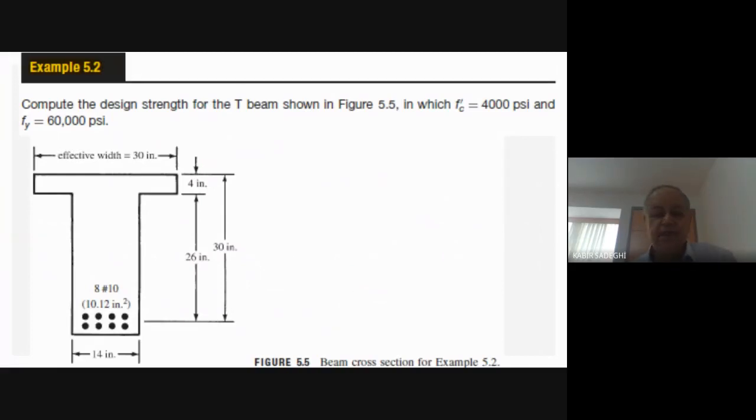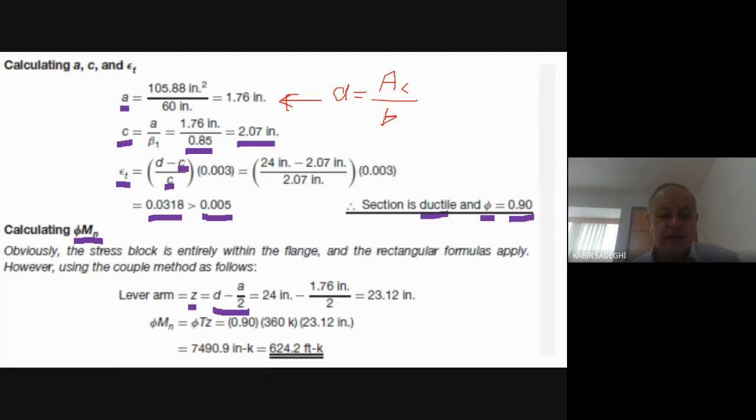Okay. Therefore, by applying the value, we found the value of Z, and applying the value of phi and Tz, we find Mu, or phi Mn. This is for us Mu. That is in feet kips.